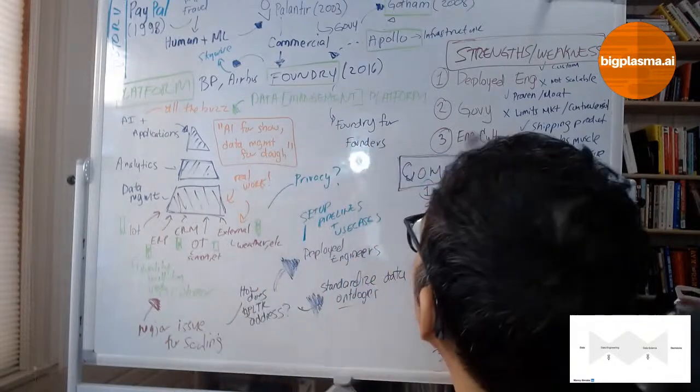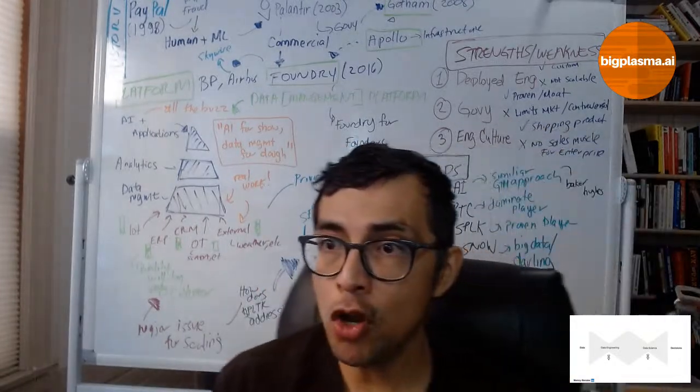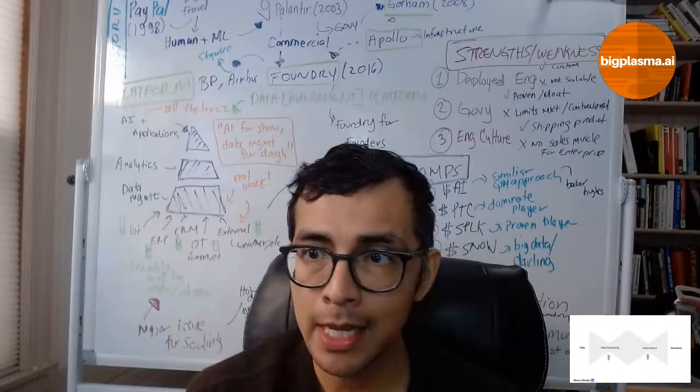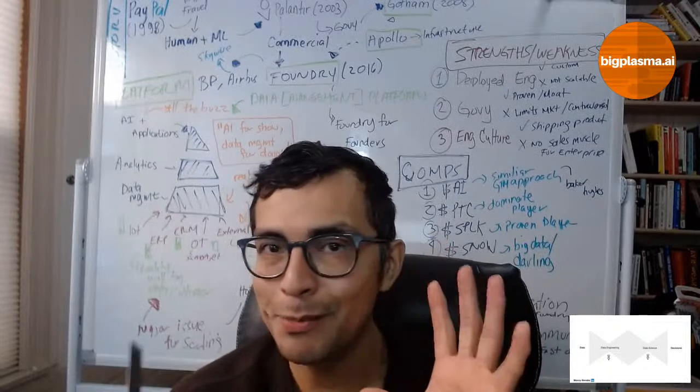Strength number two is this stronghold on the government side. It's a strength because I feel that it validates their software. You know, it's not going to be vaporware.